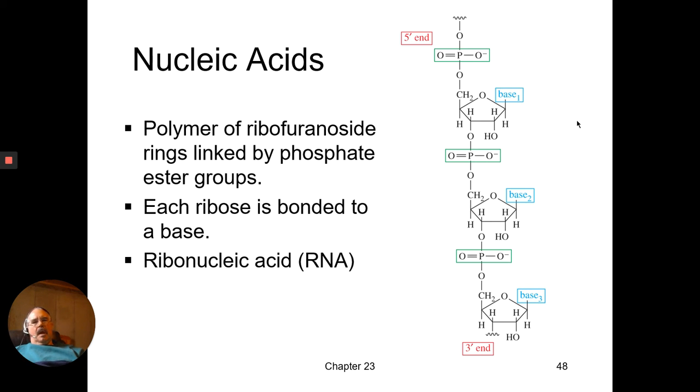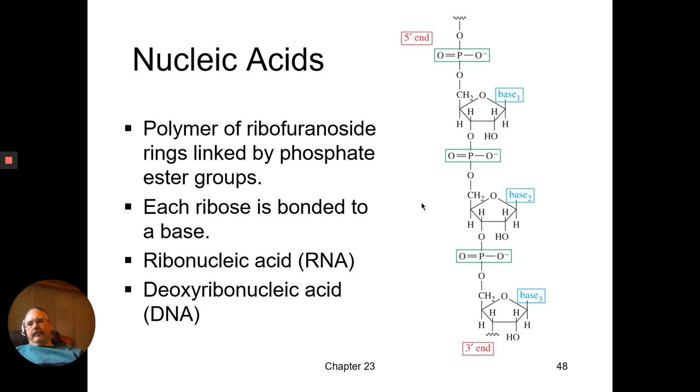If the sugar is ribose, then this polymer is ribonucleic acid, or RNA. And if it's 2' deoxyribose, then it's DNA. For DNA, at this position, we would have an H instead of an OH.